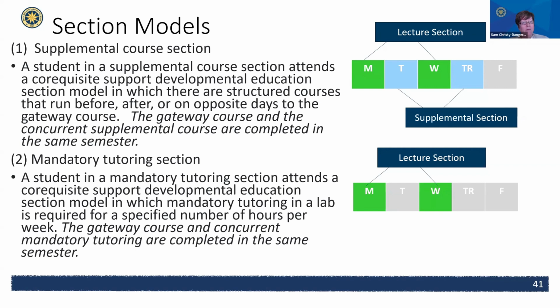The next type is the mandatory tutoring section. A student in a mandatory tutoring section attends a co-requisite support developmental education section model in which mandatory tutoring in a lab, or something like a lab, is required for a specified number of hours per week. And again, the gateway course and the concurrent mandatory tutoring are completed in the same semester.